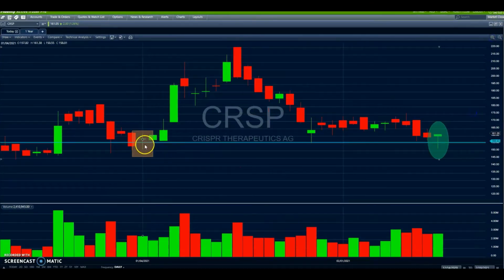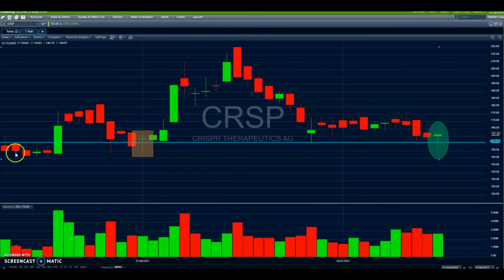So this one right here, again, we had movement up and down, and it ended up closing within 20 cents of each other, or the open and close was within 20 cents, creating basically a line on the candlestick.